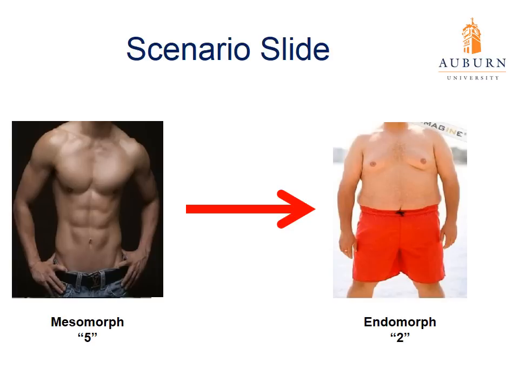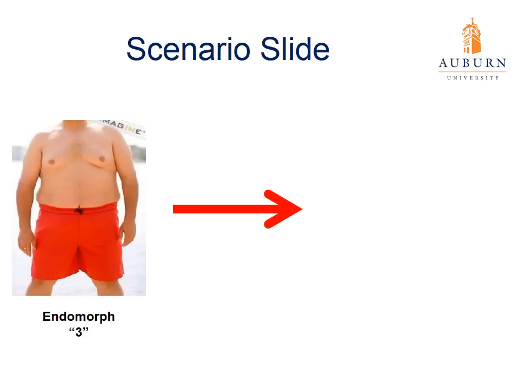mesomorph body type. Now if we had shown the endomorph body type first, again, participants would have rated on average more towards the middle of the scale rather than the extremes. Rather than a 1 or a 7, they're more likely to rate around a 3, 4, or 5. And so if we had shown the endomorph body type first, they may have rated that endomorph body type around an average of 3.